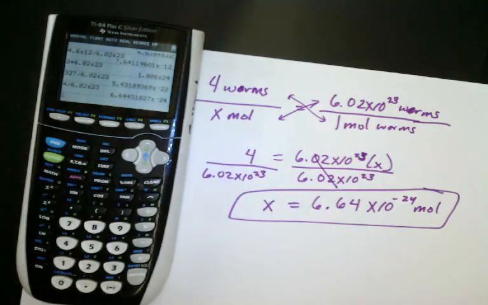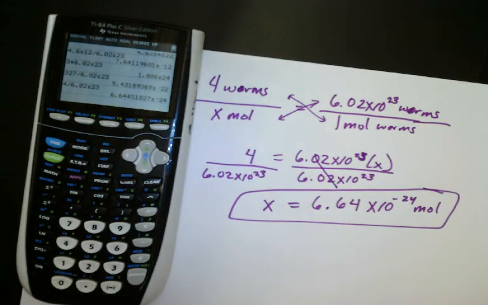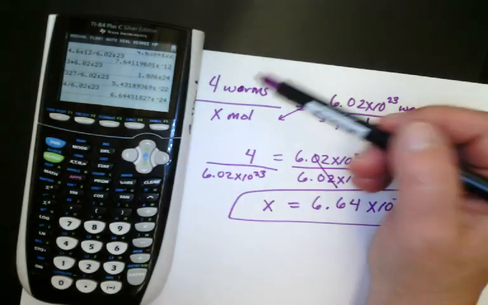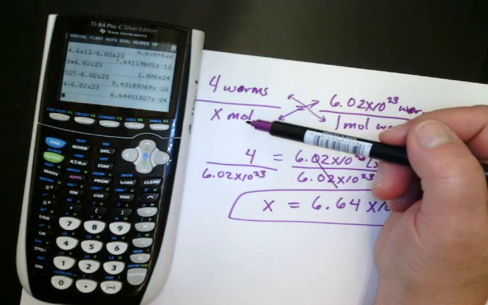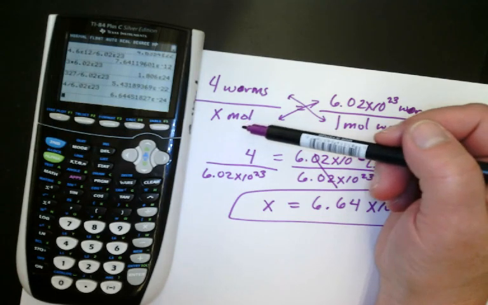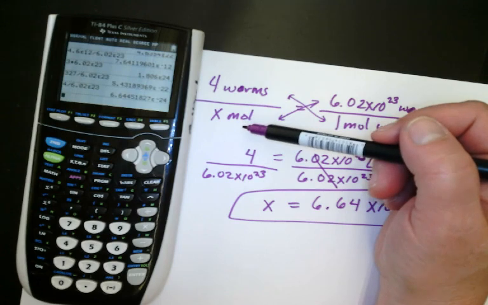But the problem says we have 4 worms. We don't know how many moles it is. So you can't say that 4 worms is 1 mole, because that's the question. We don't know how many moles 4 worms is. Do you see what I'm saying?